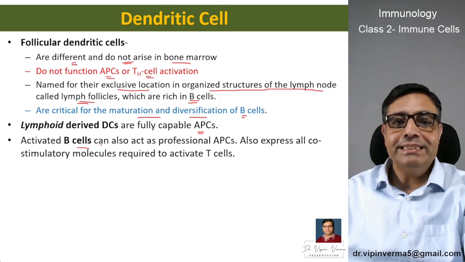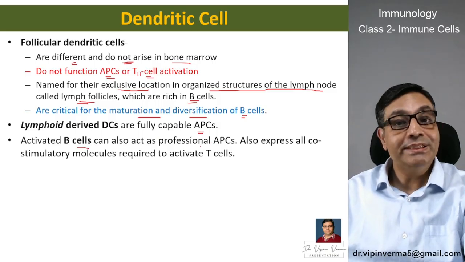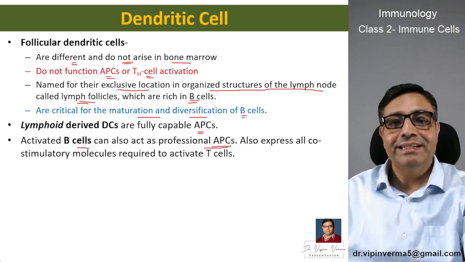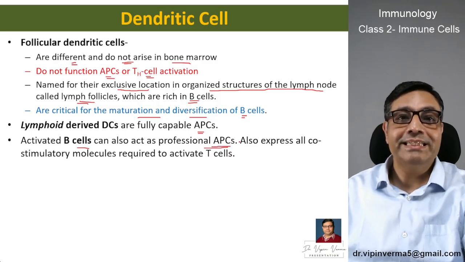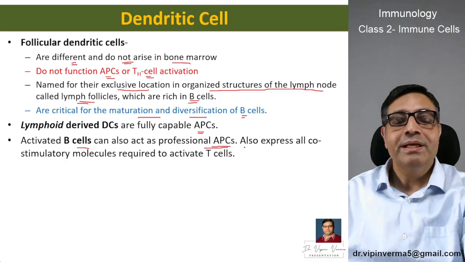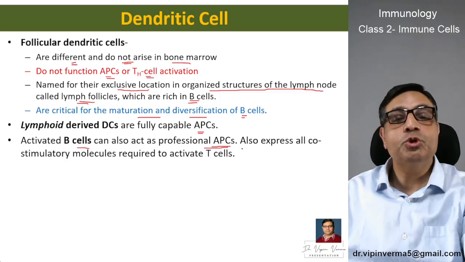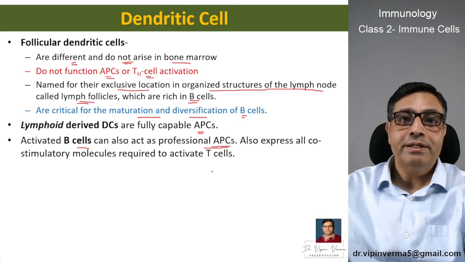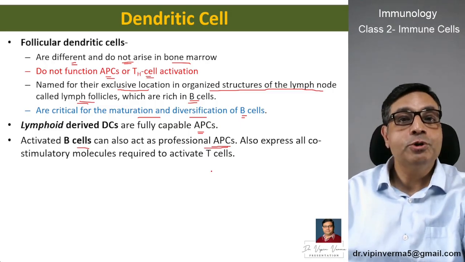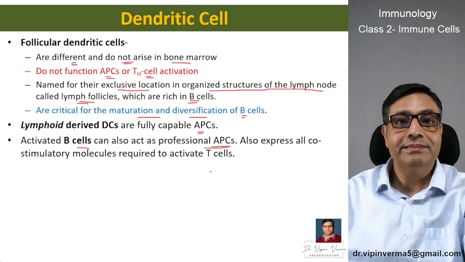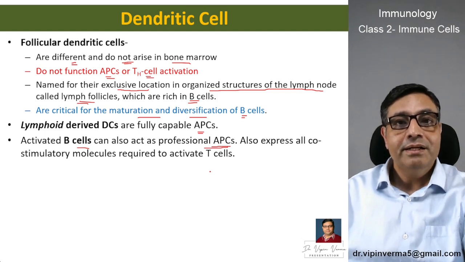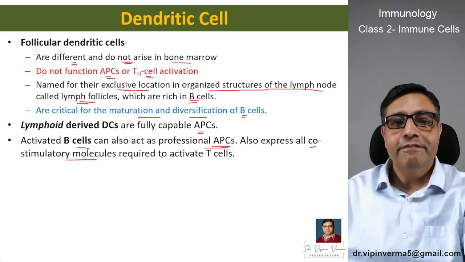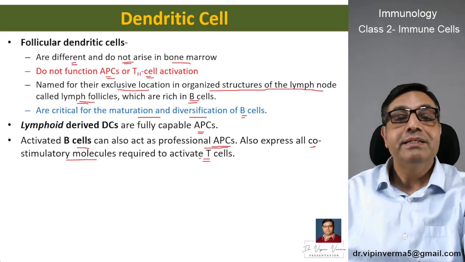Activated B cells can also act as professional antigen presenting cells. So activated B cells, they can also take up the antigen. They can also present it with class 2 MHC molecules on their surface, and they can also activate the T helper cells. So they can act as professional antigen presenting cells, and they also express all co-stimulatory molecules which are required to activate the T cells.